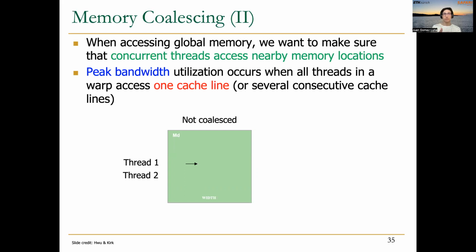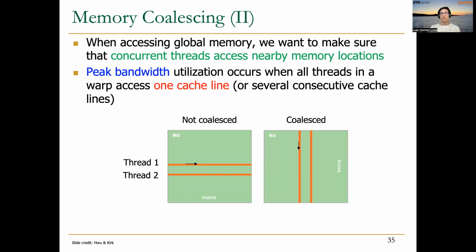In this specific situation, we don't have coalesced memory accesses. Why is that? Because thread 1 and thread 2 belong to the same warp, and the way that they are accessing data from this matrix is this way. So in their first access, thread 1 wants to access here, thread 2 here. The second access, thread 1 wants to access here, thread 2 here. And as you can see, these two elements do not belong to the same cache line. There is a stride between these two elements, right?